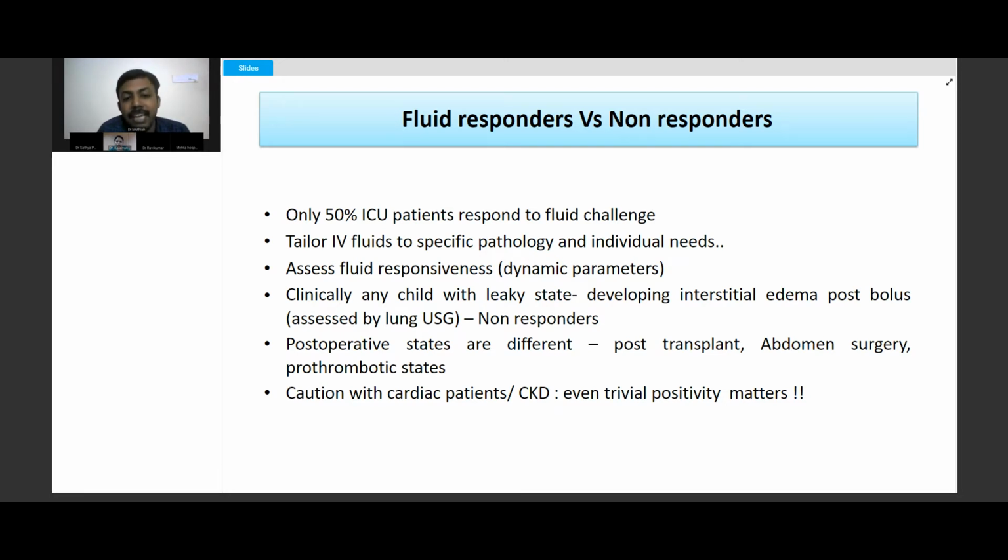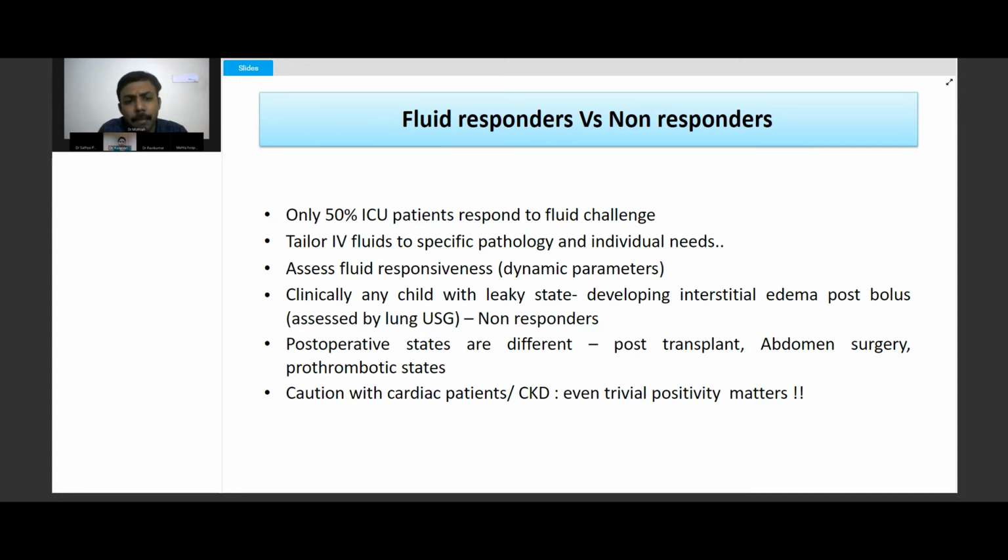Any child with a leaky state developing interstitial edema post fluid bolus, which can be assessed clinically or by lung ultrasound with increased B lines or increasing effusion, is considered a non-responder for all practical purposes. The post-operative state is different: when the patient has received a graft, a post-transplant solid organ transplant, or a BMT, we try to maintain a positive balance. And post-abdominal surgery, again, prothrombotic states, we try to keep them more positive. And we have to be cautious with CKD and cardiac patients because even trivial positivity matters in them.